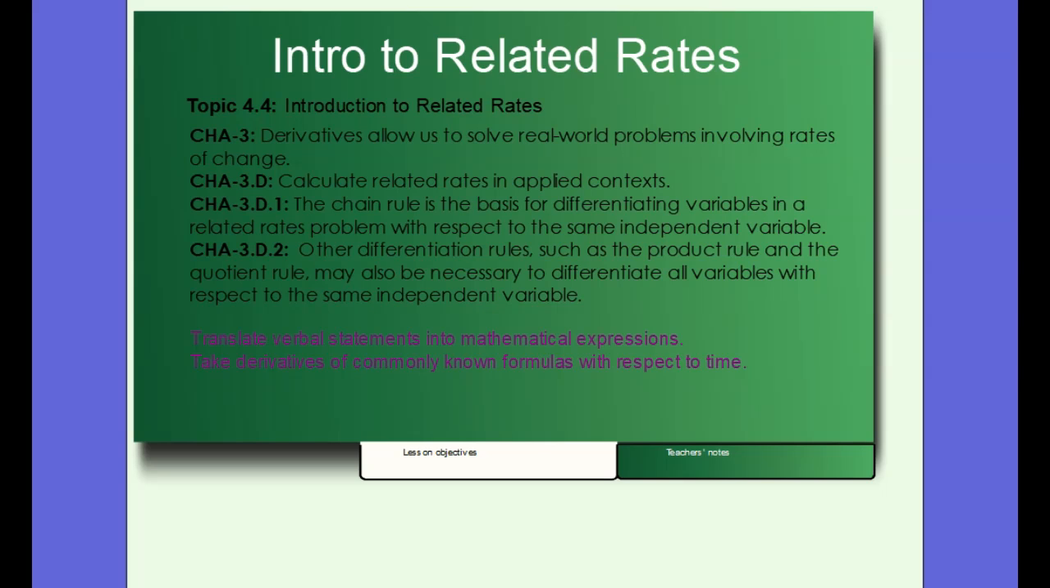Hi, welcome to Unit 4, Lesson 4, Part 1, Introduction to Related Rates. This section covers Topic 4.4 from the 2019 Course and Exam Description for AP Calculus. Introduction to Related Rates. There are two standards for this section.